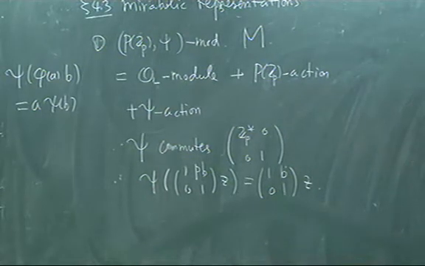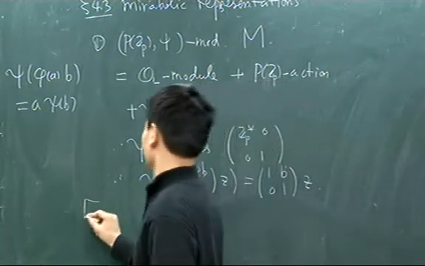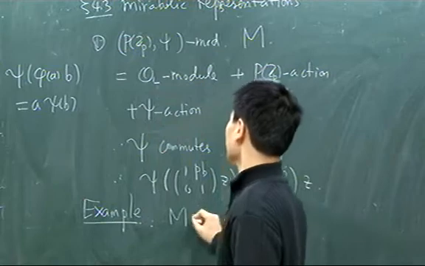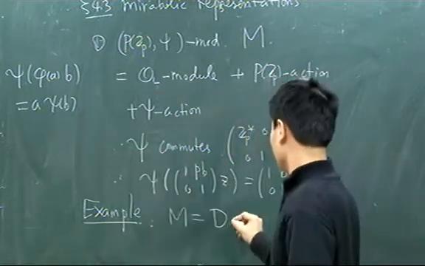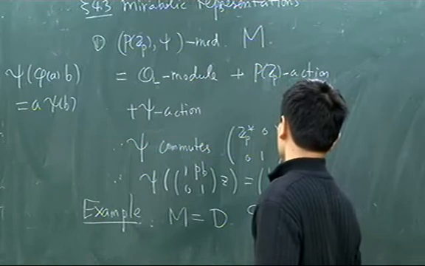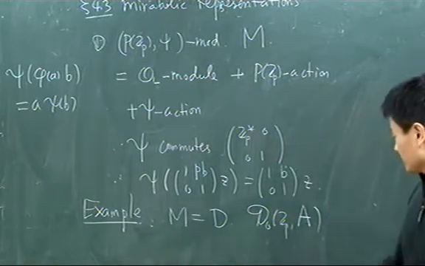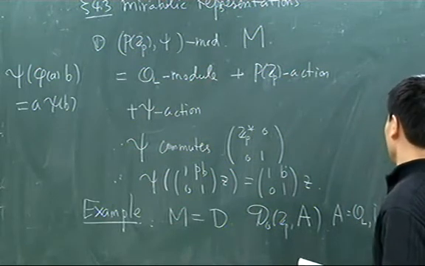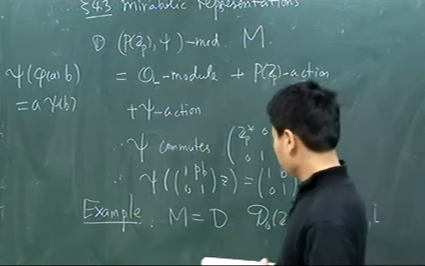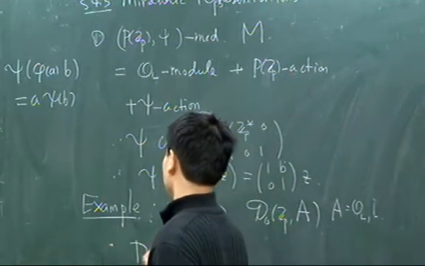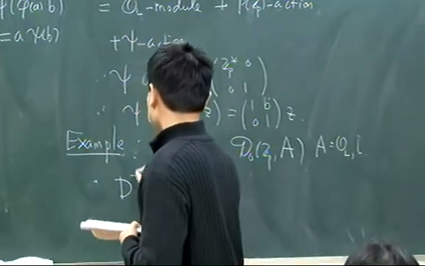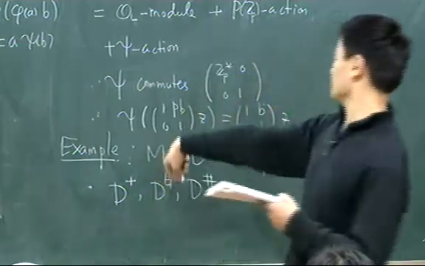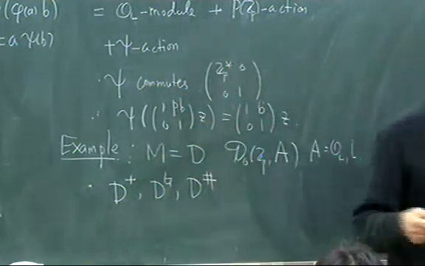Now for this module, we have some examples. There are many examples you can have. Say M is just D, the one we have here, or D_0 Z_p, or any A, where A is, for example, O_L. The second one is D plus, D natural, D sharp. All these are P-Z_p psi modules.